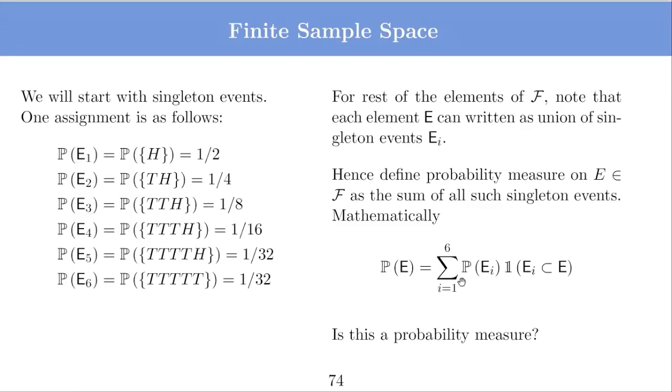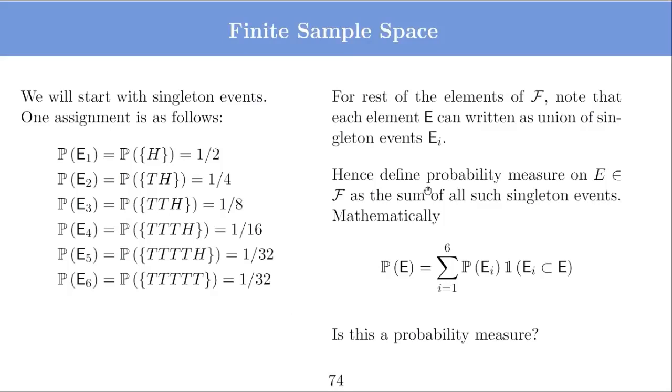So mathematically, I can write the probability of E is the summation over all i's of the probability of Ei multiplied by 1 if Ei is a subset of E. It means if E contains that Ei, where Ei is a singleton event, then you add that probability of Ei. And if it does not, you do not add. So if there is an E which is made from E1, E4 and E6, you just add the probabilities corresponding to these three, and that will be the probability of set E.